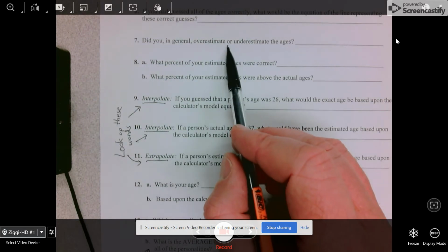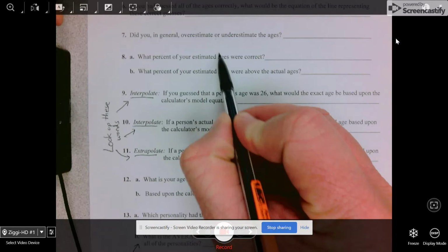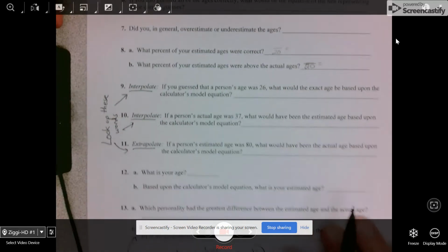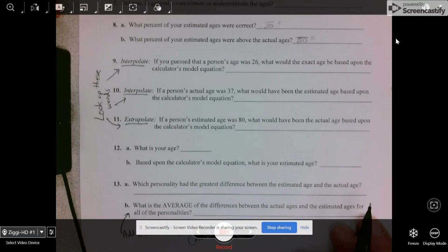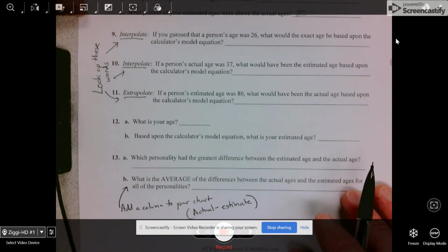There were 20 ages, and you can take and figure out your own percents. Okay, the big news here, interpolate and extrapolate. You don't have to know these to answer this question. Okay, if I take my equation, y equals 1.22x minus 5.4.